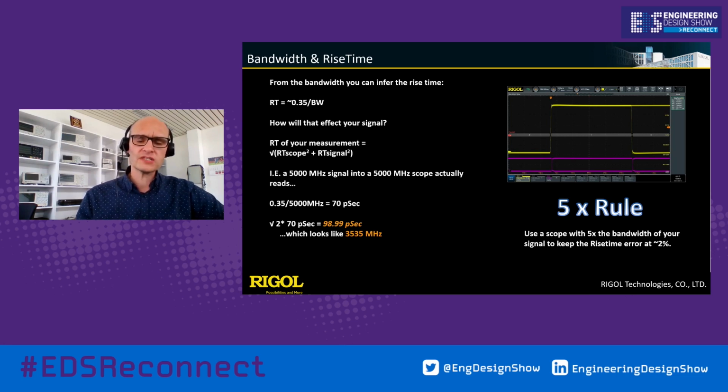That also means, for the selection of the scope, you should take an oscilloscope which has a 5 times higher bandwidth than the application you want to measure. Then you get a minimum error of 2% of the rise time.